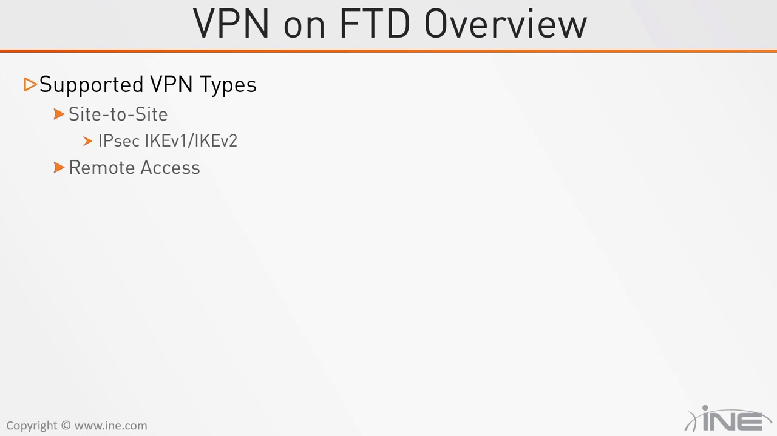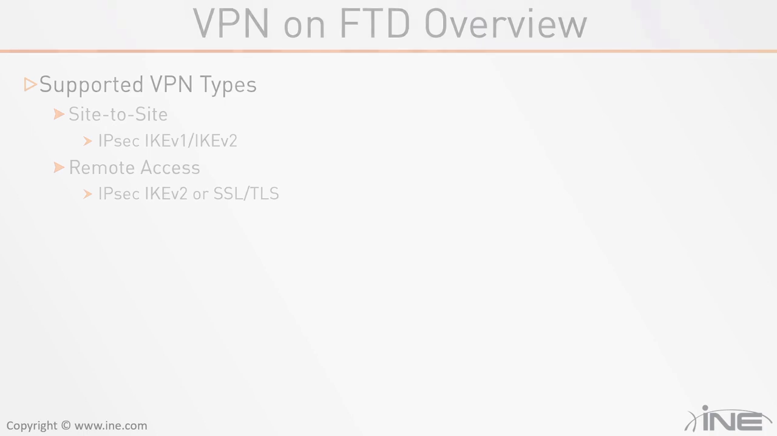In most cases, it is going to be our users connecting to our private network through that type of a tunnel. And we can build those VPNs using either IPsec IKEv2 or with the aid of SSL/TLS. So IKEv1 in this case is not supported. You cannot deploy EasyVPN type of config on the FTD.